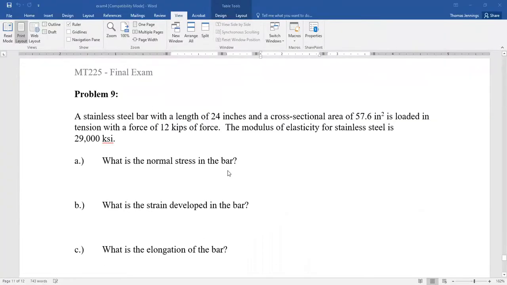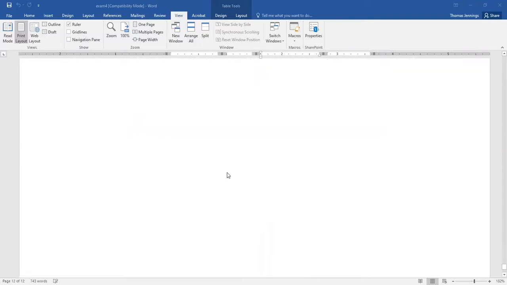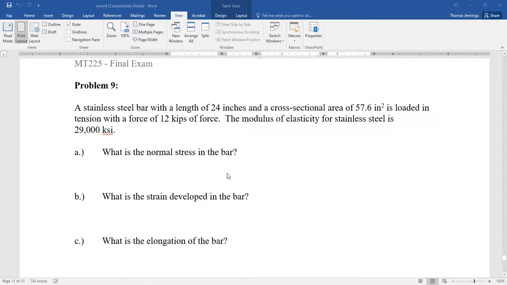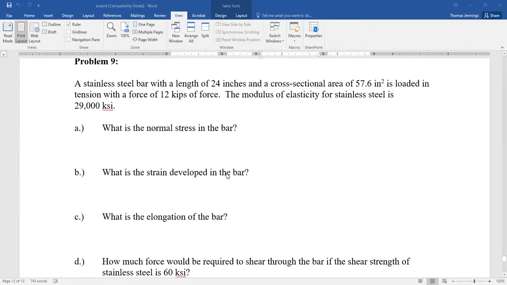Then we've got problem 9, which ended up being the last problem on this particular exam. And here we've got an elongation problem. So we have a stainless steel bar with 24 inches of length. Cross-sectional area is 57.6 square inches. So we have a bar that is 24 inches long, so a 2-foot long piece.